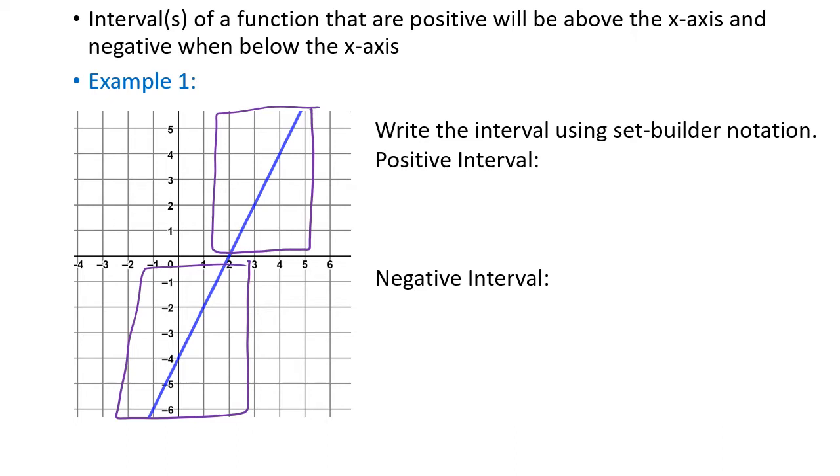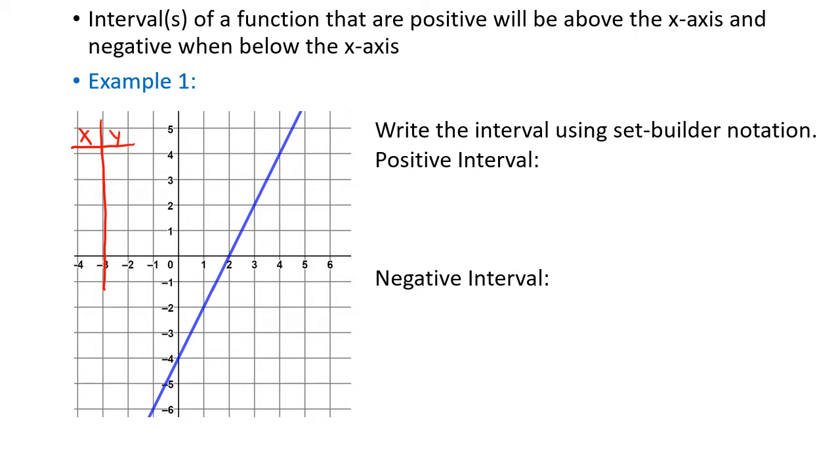Now for a lot of people it's very hard to write their interval using set builder notation when they're only looking at the graph. So what I'm going to do is make a table that's going to help us represent this line. So this point right here that I'm marking in red, (2, 0), is what I like to call our neutral point. It's not part of the positive interval, it's not part of the negative interval because it's on the x-axis.